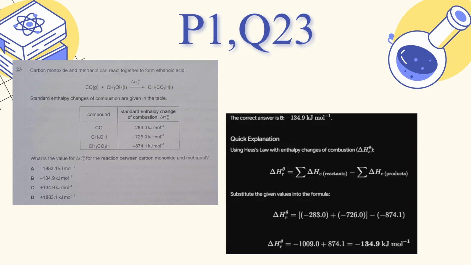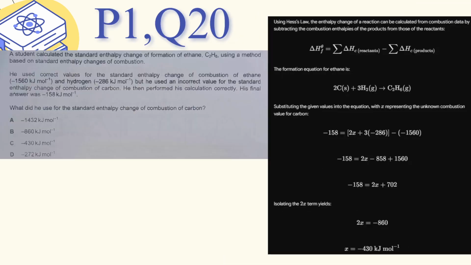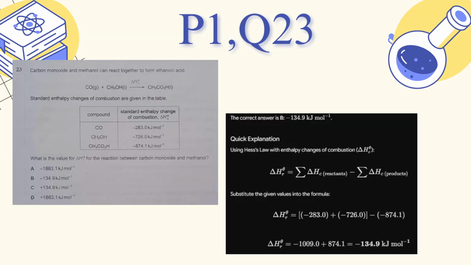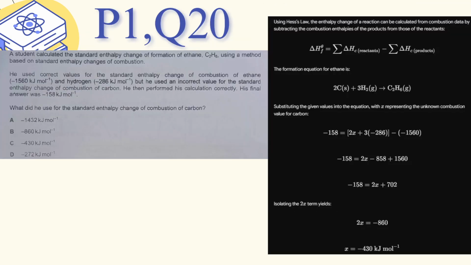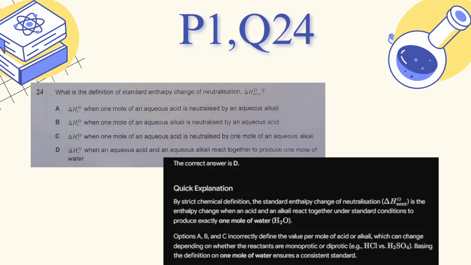As you can see in this table, what is the value of the enthalpy change for the reaction between carbon monoxide and methanol? Well, this is the same question as number 18. So maybe you can listen to the explanation in number 18 again. Yes, it's totally the same. Listen to my explanation at number 18.